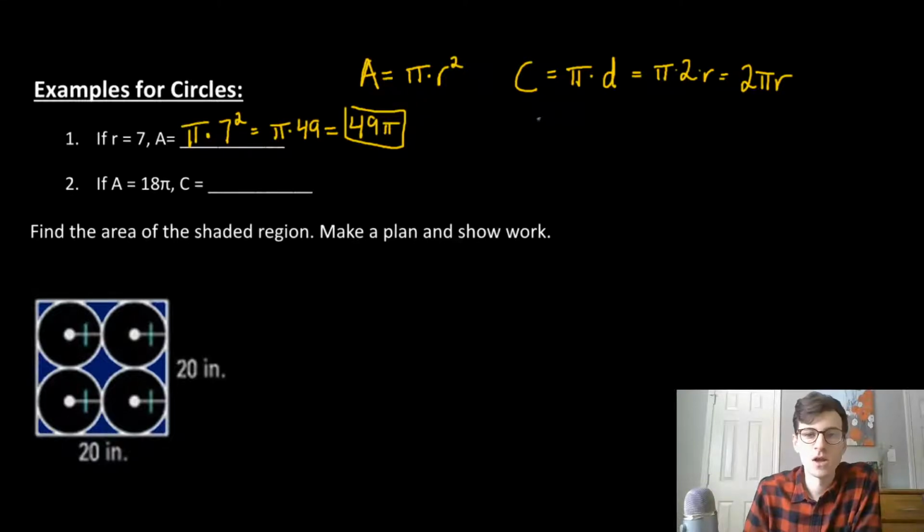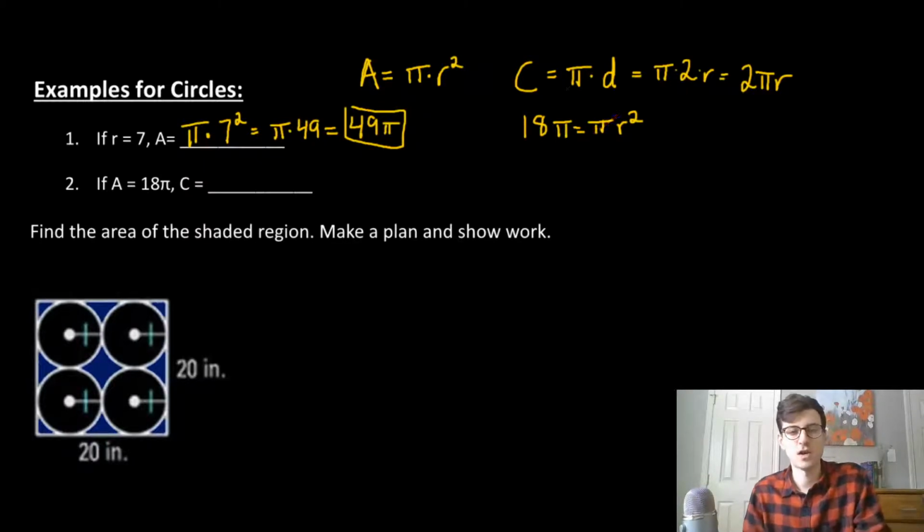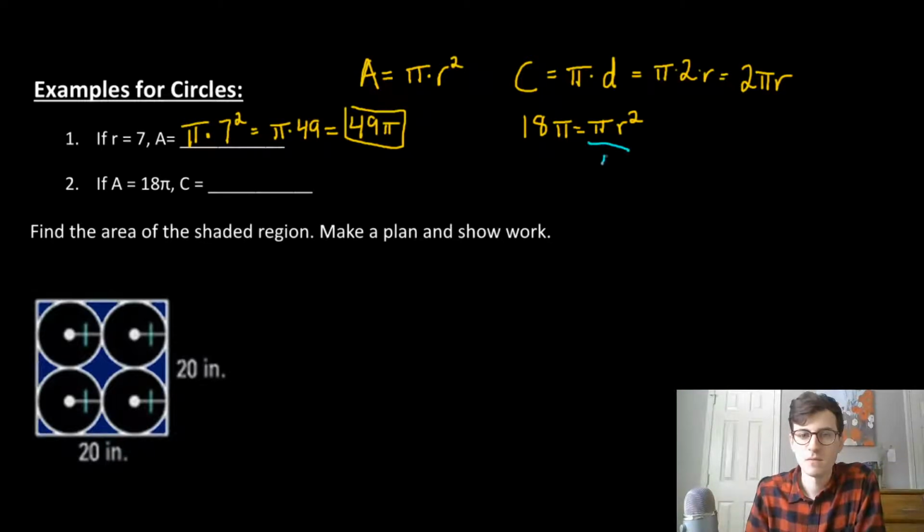Okay, so we have the area, 18 pi. And we're trying to find out the circumference, which is 2 pi r. So 18 pi is equal to pi r squared. This is nice because we can just divide both sides. Let's maybe make it a little bit more clear, but we can divide both sides by pi. Divide by pi. And those will cancel out. So r squared is equal to 18.